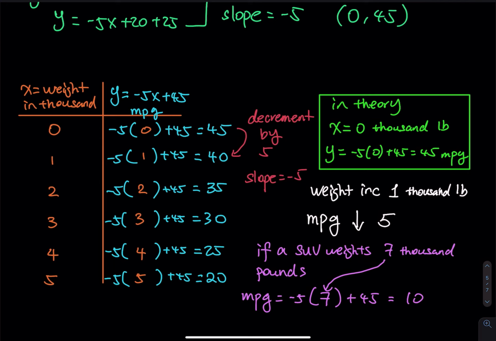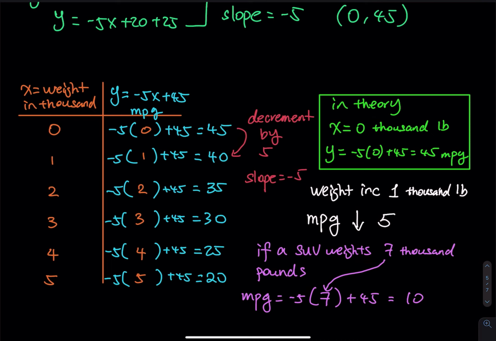This is a decrement, not an increment, because the MPG is decreasing. The fuel consumption is decreasing. It takes more gas to run the car because the car is heavy. The MPG is decreasing as the weight of the car increases. So if you have a big SUV, the SUV is so heavy that it will eat a lot of gas. All right? So the decrement is equal to 5 because the slope, the marginal change, is equal to -5.